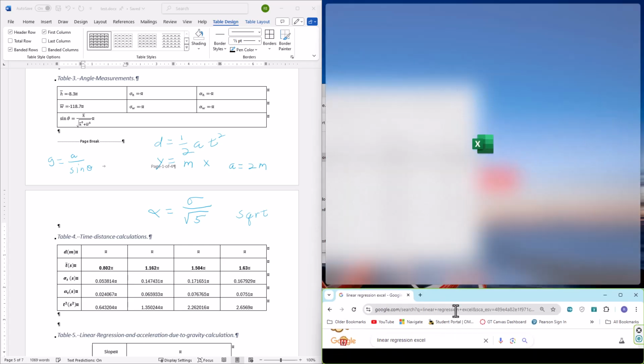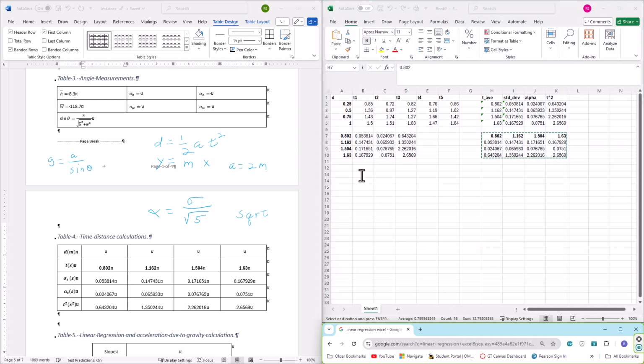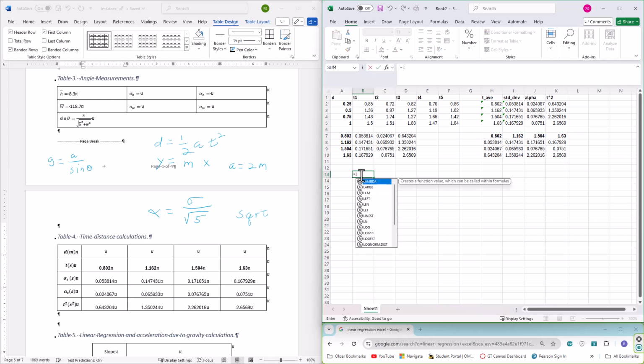So I'm going to make this bigger now, and I'm going to start down here. Okay, now for linear regression, I can type in equals LINEST parenthesis. Okay, now my known y's, those are the d values right here. Okay, comma, my known x's, that's t squared right here.